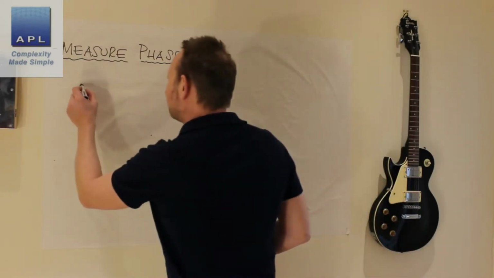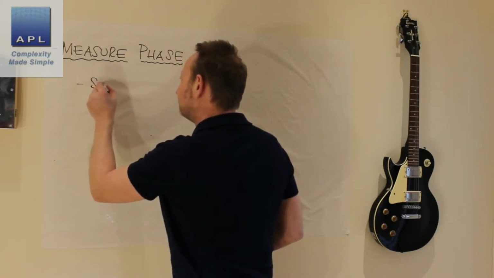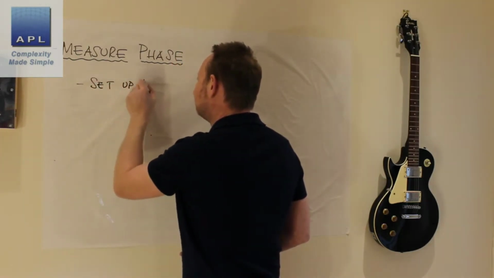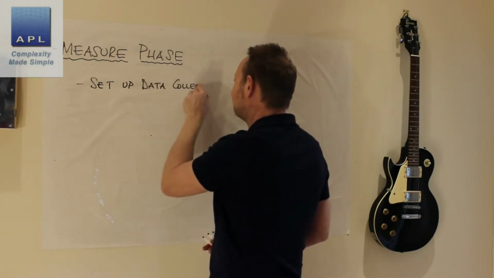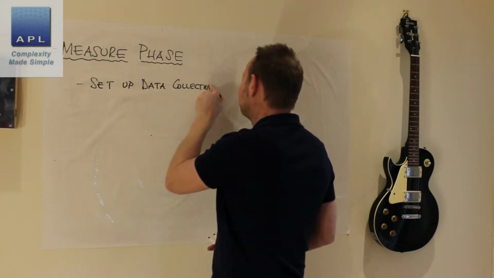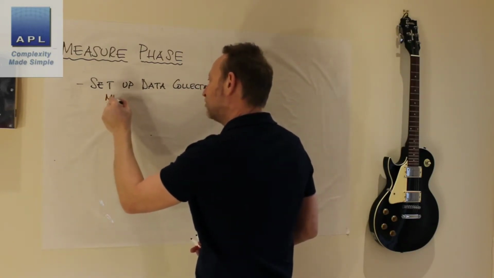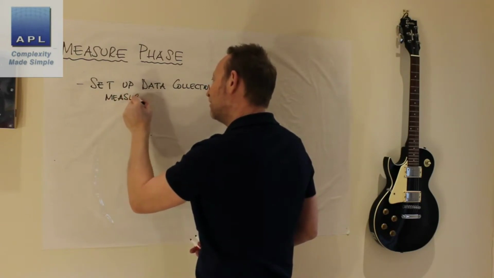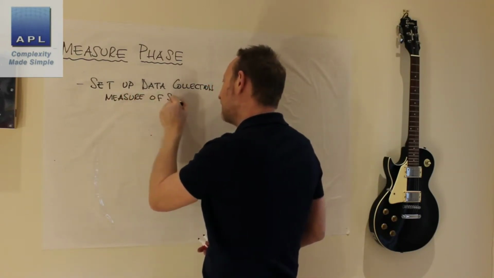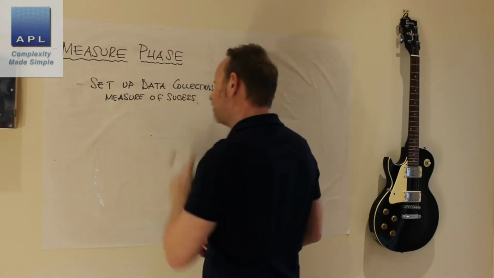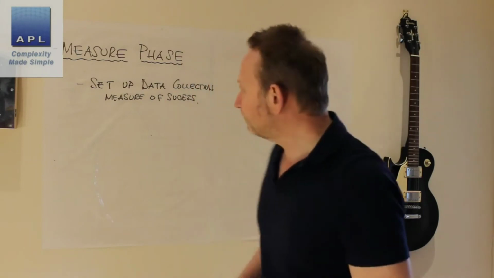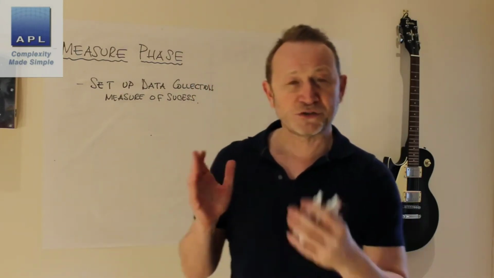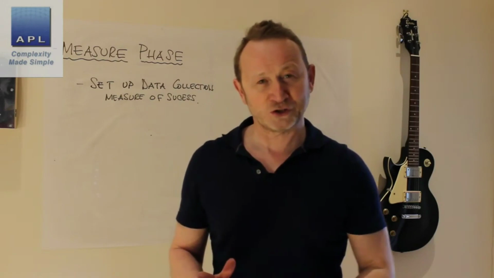Well, the one we're talking about, it could be, number 1, set up data collection. And effectively what that's doing is, it's setting up your measure of success. Okay, now why might you need to do this? Why might you need to set up a measure? Well, it could be that the place that the problem got spotted is not the point of activity.